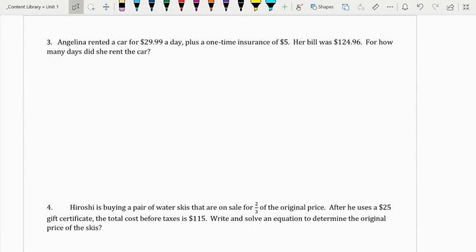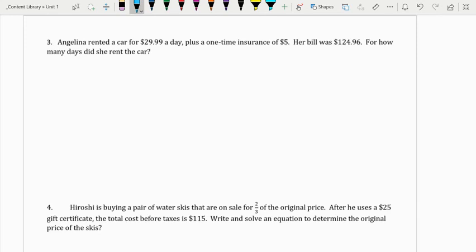Now we're moving on to a couple word problems. So we have our first one, number 3. It says Angela rented a car for $29.99 a day, plus a one-time insurance of $5. Her bill was $124.96. For how many days did she rent the car?